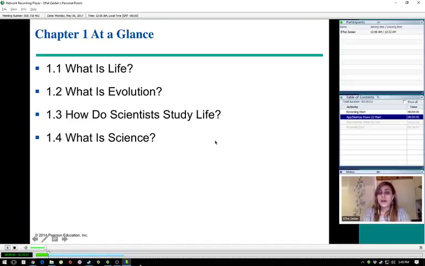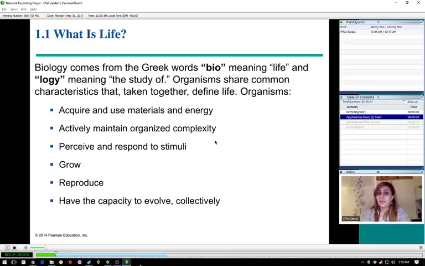So in this lecture, in chapter one, the outline for the chapter would be to ask ourselves, what is life and what is biology, what is evolution, and how did scientists study evolution, and how do scientists study life, and the different levels that they can look closely at life, and what is science at the end. Specifically, we will be talking about the scientific method and the different elements of the scientific method.